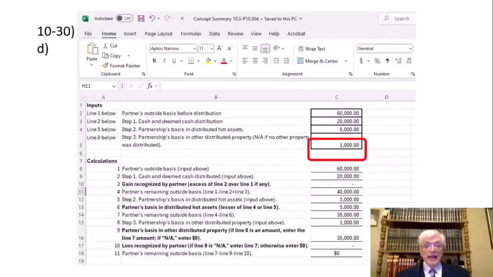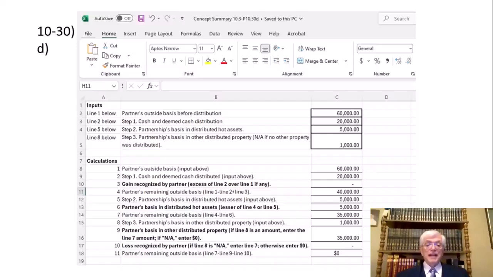Took out that NA and put in $1,000 for that artwork. Still no gain recognized because the cash is less than her starting outside basis. The inventory is going to come in at $5,000, so she's got that outside basis of $35,000. But now she did get some other distributed property, the artwork, with a basis of $1,000.